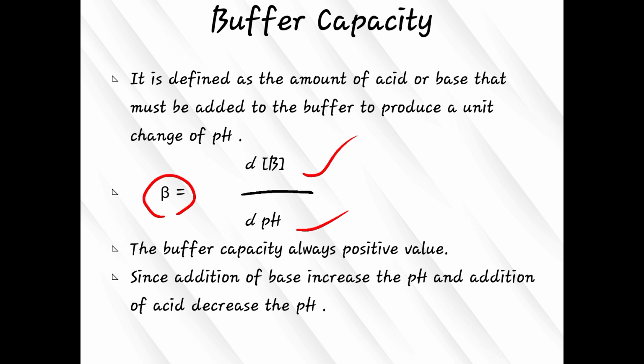The buffer capacity is always a positive value. Since the addition of base increases the pH, and the addition of acid decreases the pH.